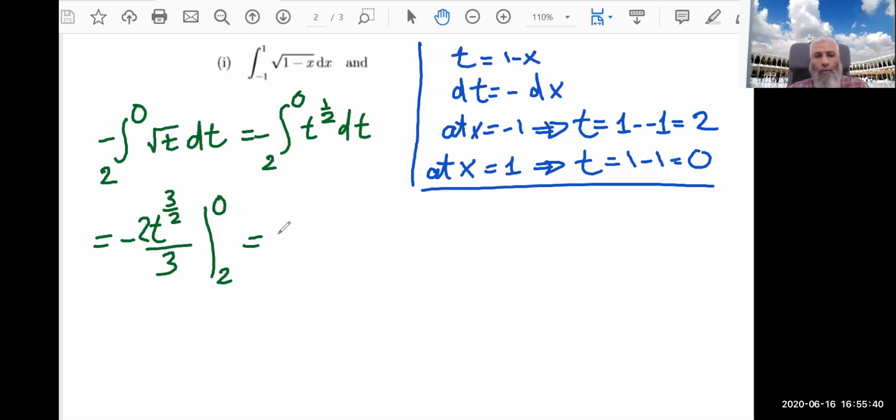We will do it now. So negative 2 over 3, and we will apply the limits. The upper limit is 0 power 3 over 2, minus 2 power 3 over 2.